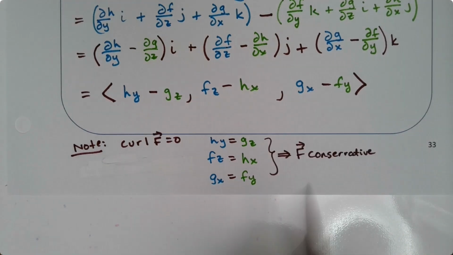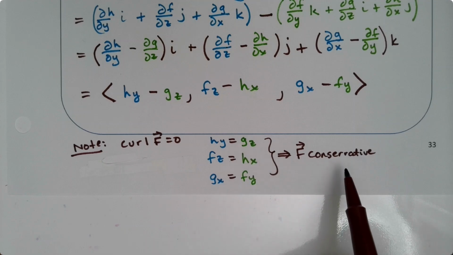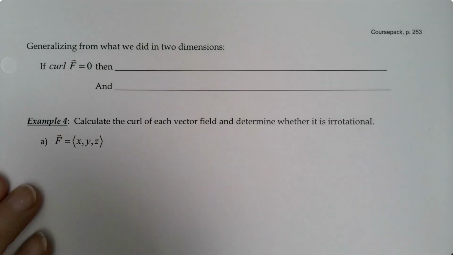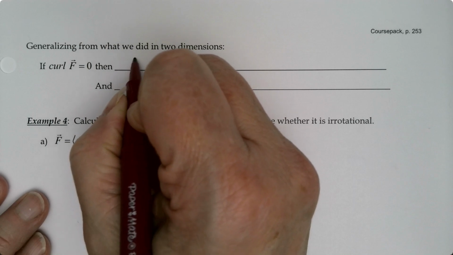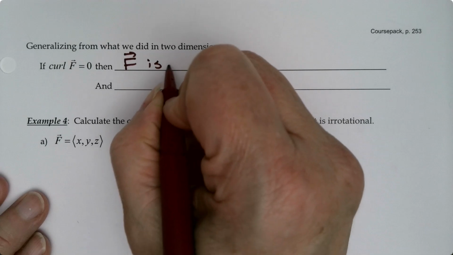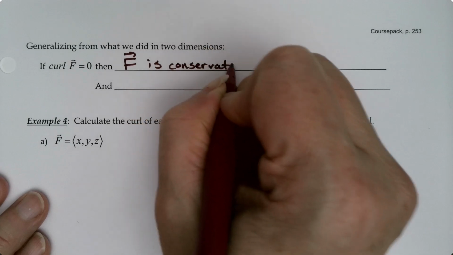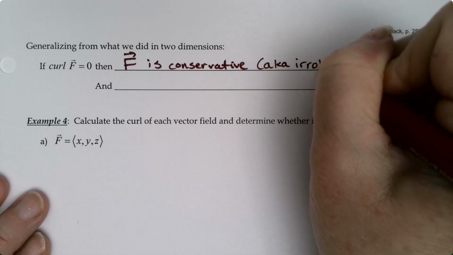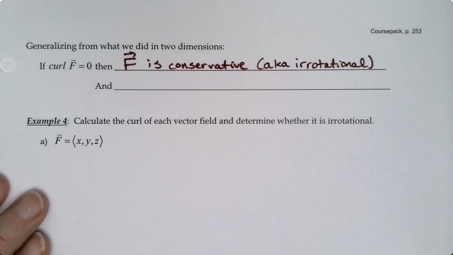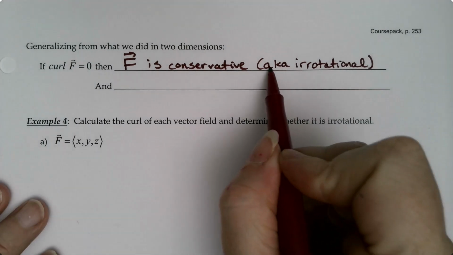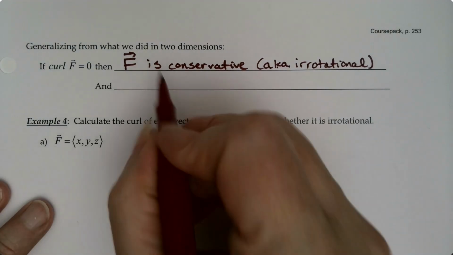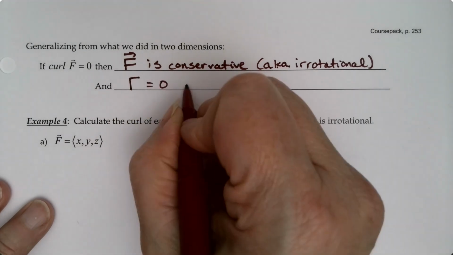So I should put that on the other side. These three things being true means that the vector field is conservative, which is at the top of the next page. If your curl is 0, that means that you have a conservative vector field. Another term for conservative is irrotational. Source-free vector fields are rotational. Conservative vector fields are irrotational. And that would mean that your circulation would be 0 on any closed path.